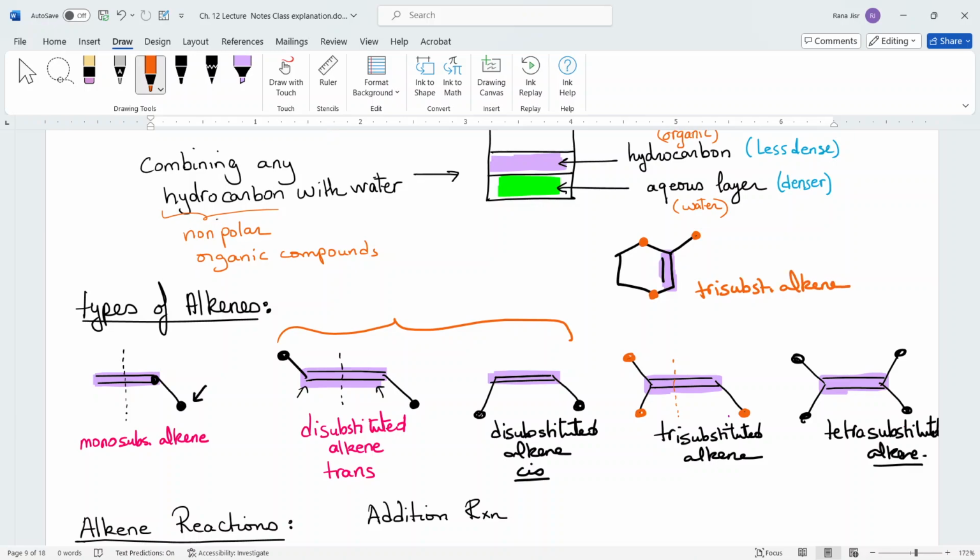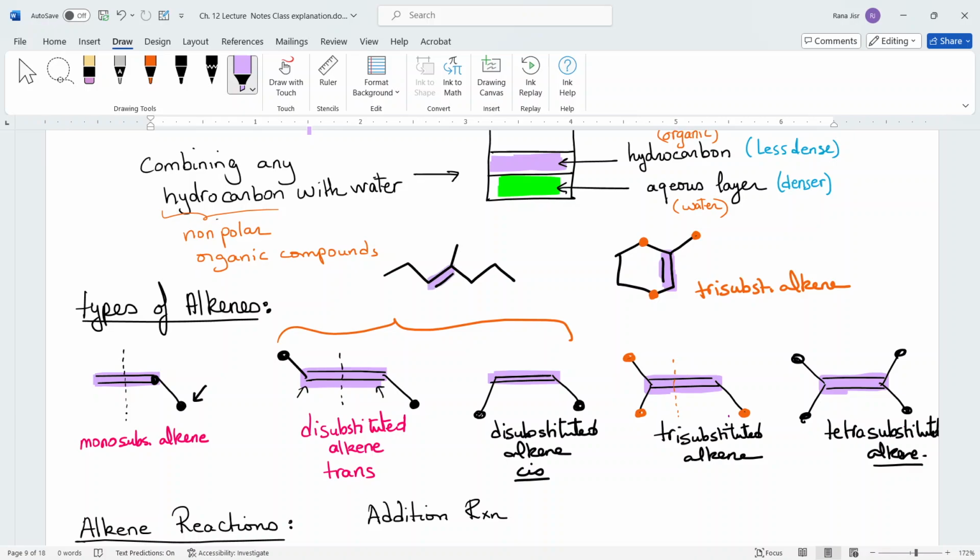Another example, something like this over here. If I have a double bond, here you go, if I have a structure like this, and again, I ask you, what is the degree of substitution, or what type of alkene is that?